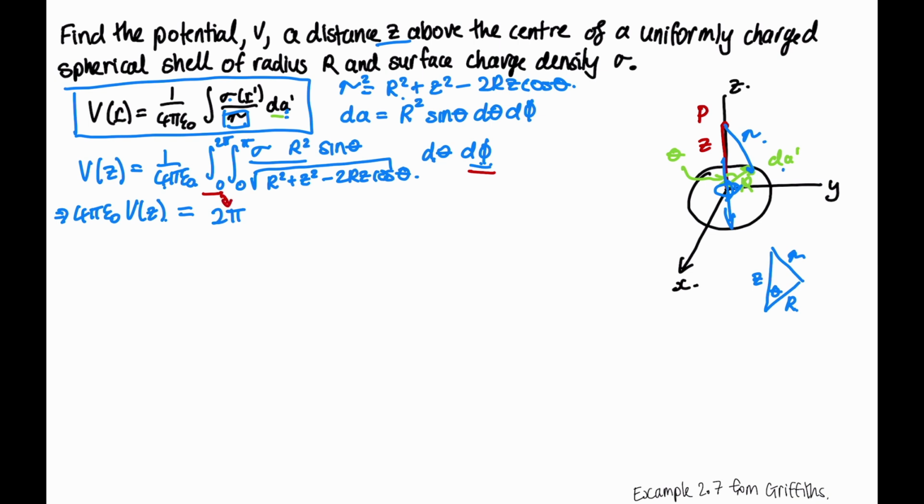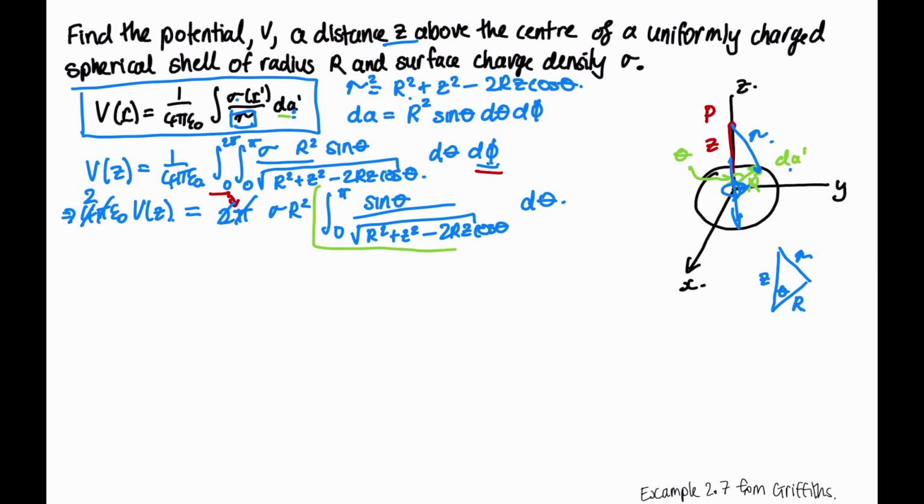And now I'll pull my constants out the front of the integral. So I've got sigma r squared. And now we've got the integral from 0 to pi of sine theta divided by the square root of r squared plus z squared minus 2rz cos theta, and that's d theta. Now what I can do is cancel that pi with that pi, and I can cancel that 2 with that there. Okay, now this part here is just a standard integral.